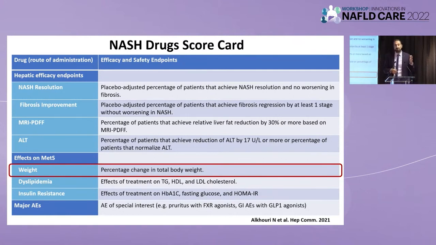But every drug we evaluate, we need to look at the effects on metabolic syndrome. Is this drug causing weight loss, or maybe it's causing weight gain? And that's a big deal that we need to be aware of. Is it causing dyslipidemia, or is it improving dyslipidemia? We have some NASH drugs that can actually worsen your LDL cholesterol, which is the last thing we want. So this is very important. What's the effect on insulin resistance, and what are the side effects of the specific drug?